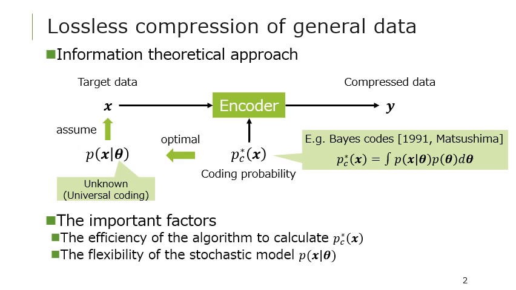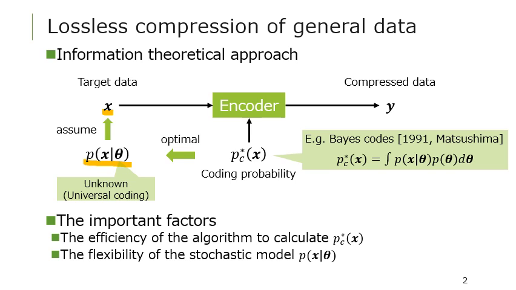First, I review the lossless compression of general data in information theory. Let X be target data to compress, and it is not necessarily images. A remarkable feature of the information theoretical approach is an explicit assumption of a stochastic model.